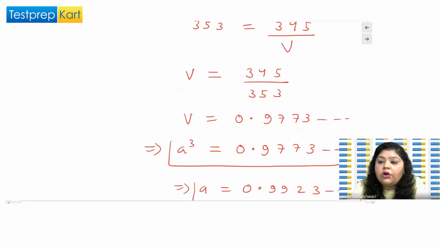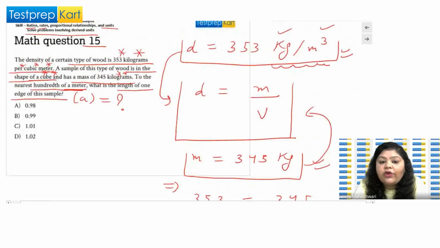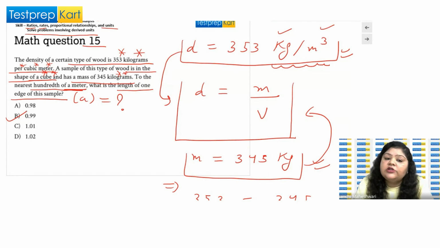So look at the options, is there any option which is saying so? Have a look. My option B is saying the same thing, that the side length of the sample, that is the side length of the cube, has to be 0.99. Is it clear to everyone?